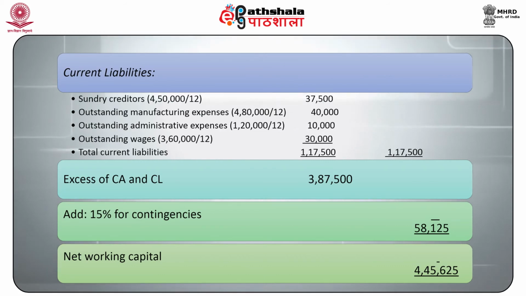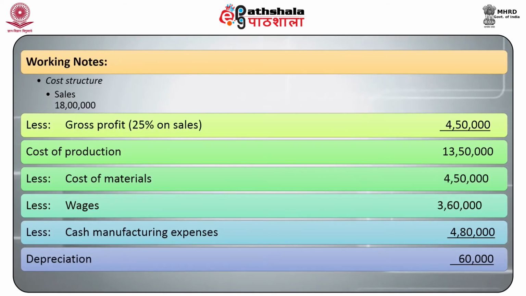The current liabilities include the sundry creditors, the outstanding manufacturing expenses, outstanding administrative expenses and the outstanding wages. This gives us the total liabilities at 1,17,500. The excess of current assets over current liabilities comes out to be 3,87,500. We need to add 15% for contingencies, which is 58,125. The net working capital is now 4,45,625.